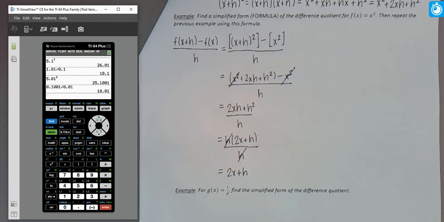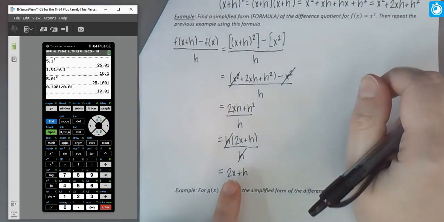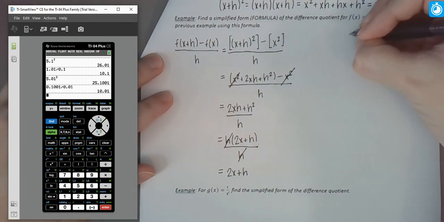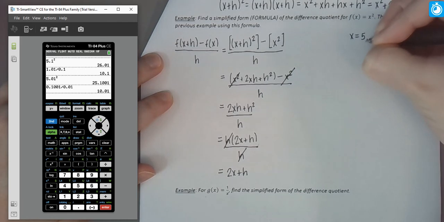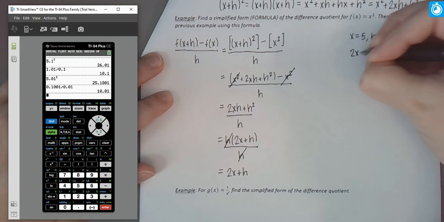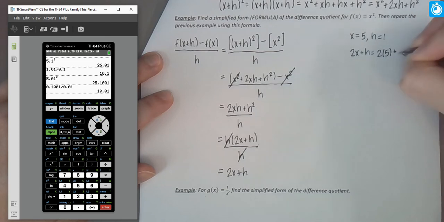So if we want to evaluate the difference quotient for specific values of x and h, we could start from scratch using our function, or we can use the simplified version of our difference quotient, which is going to be a major time saver at this point. So using this new simplified formula, let's reevaluate all of those difference quotient values that we did in the previous example. So for the first part of the example, we had x was 5 and h was 1. So in that case, the difference quotient, 2x plus h, is going to be 2 times 5 plus 1.